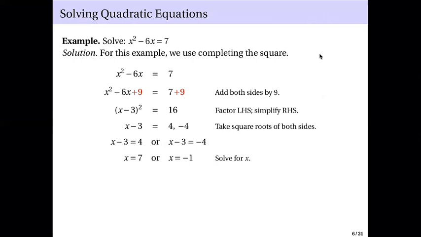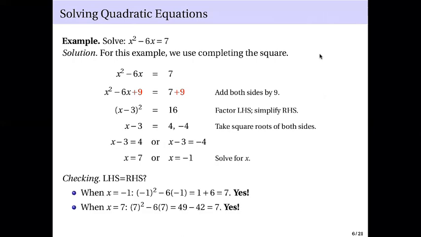So here, the next step is to verify that they are indeed solutions. When x equals negative 1, we replace x with negative 1. So you will have negative 1 squared minus 6 times negative 1. That's equal to 1 here. Then negative 6 times negative 1 becomes plus 6. So 1 plus 6 is equal to 7. Indeed, x equals negative 1 is a solution.